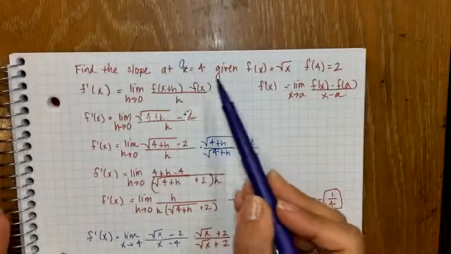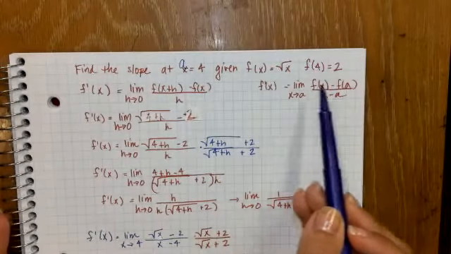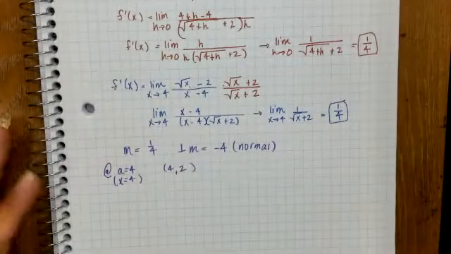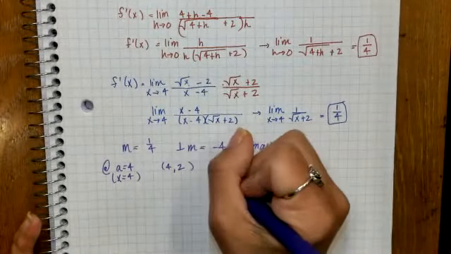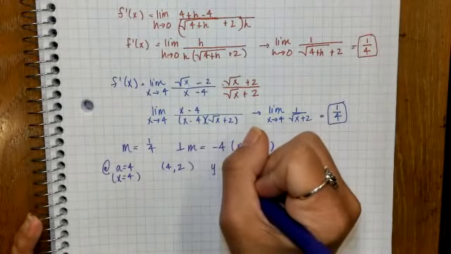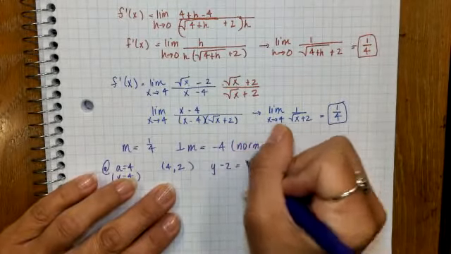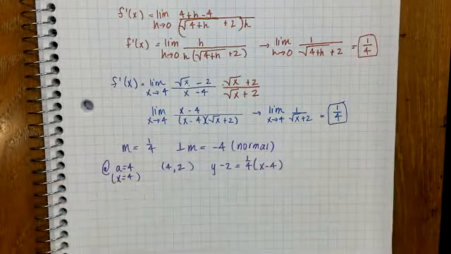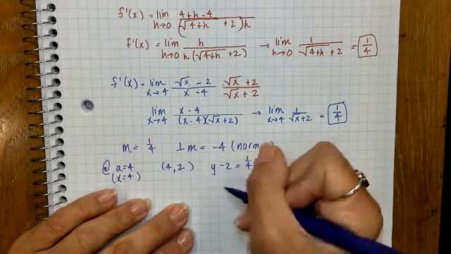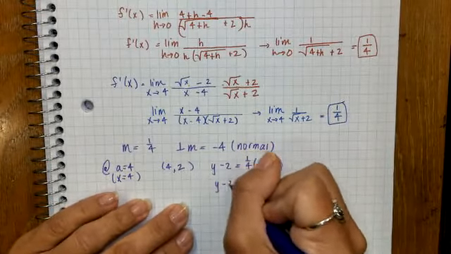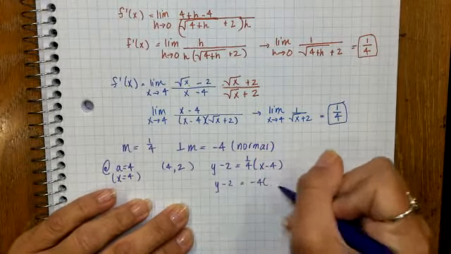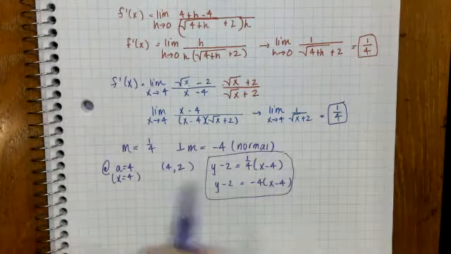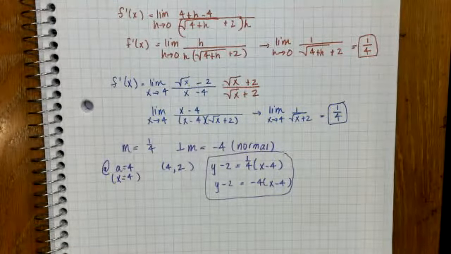I gave you that a was 4, x was 4, and you evaluated the function at 4 and you got 2. So now you have a point and you have a slope. I'm going to do point slope form. I always do point slope form. This is the equation of the tangent line, and the normal line will be y minus 2 equals -4 times (x minus 4). Take a minute, plug all of that into your calculator.